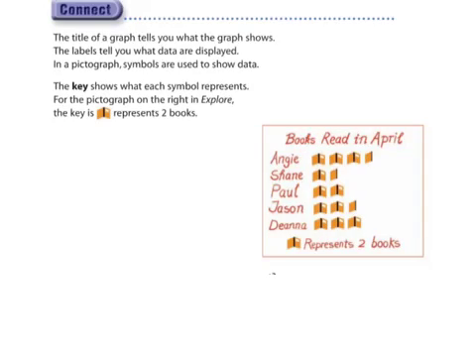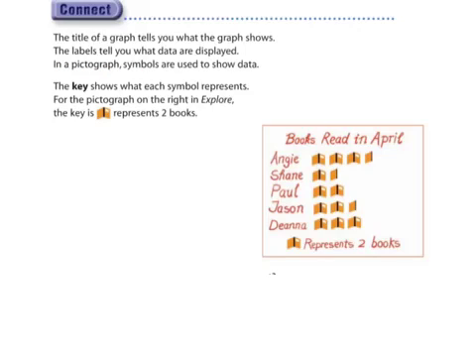All right, so the title of the graph tells you what the graph is about. Very important to make sure you include a title. The labels tell you what data are being displayed. Well, down here we have books, I guess, and here we have the people that we're talking about.